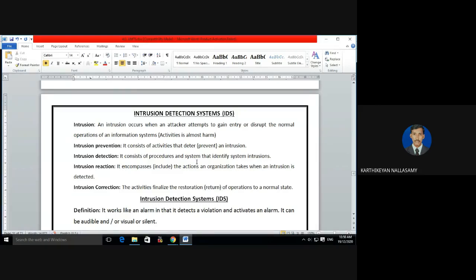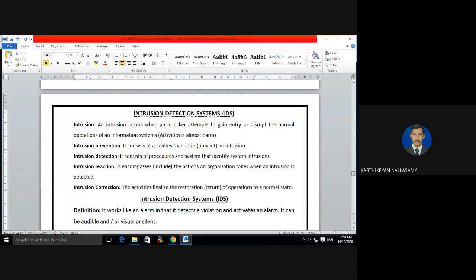Yes, good morning. The objective of today's discussion is to cover some concepts of security methodologies and security technologies normally used for securing information in an organization. The first method is called the intrusion detection system.